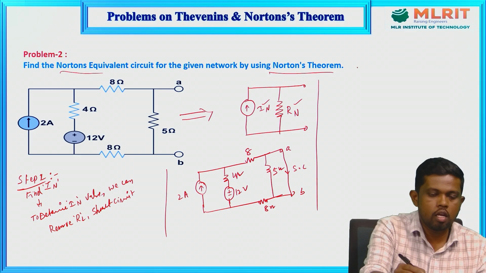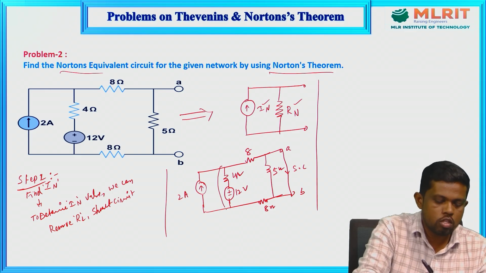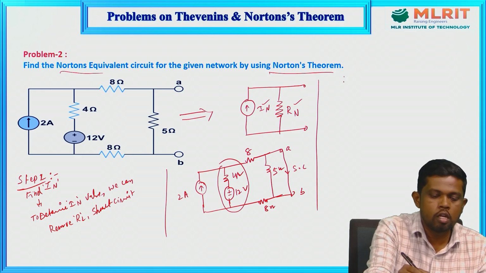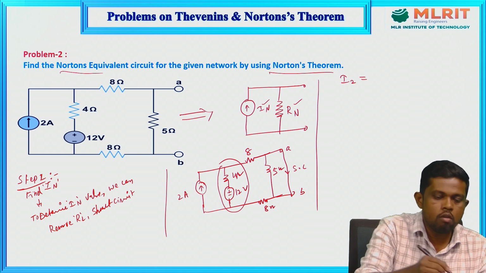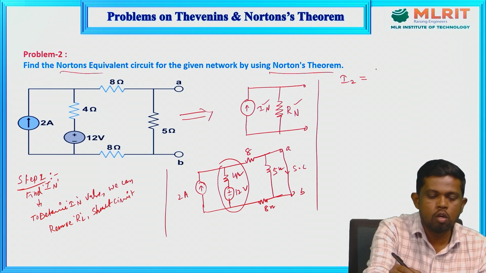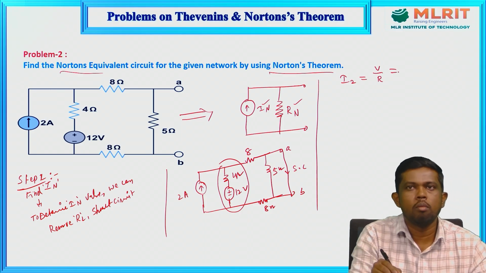Based on that, this branch current is I2, and the current source present in the network is I1. The second one, I2, equals V by R, which is Ohm's law only. Source transformation is the method.